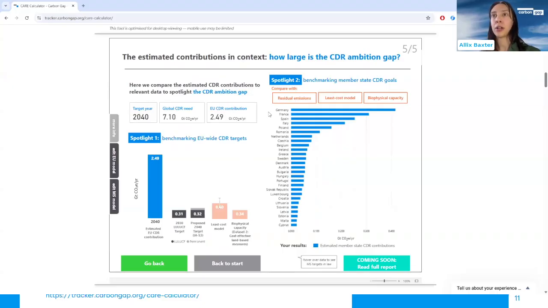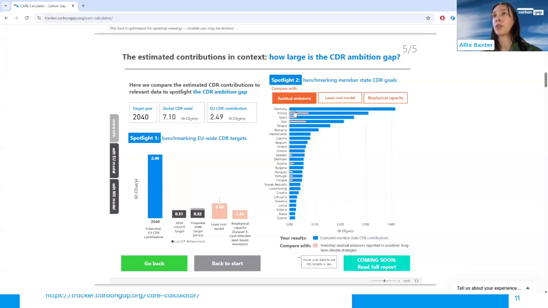Okay, so this final page just shows you your results, but within the context of some other relevant information. So the estimated CER contribution is shown alongside, for example, the LULUCF target for 2030, and also proposed removal targets for 2040. For the member states, you can see some other data sets. For example, you can compare these with countries' predicted residual emissions. So this is what countries think their level of residual emissions will be in the future. And you can see not all countries have reported these.